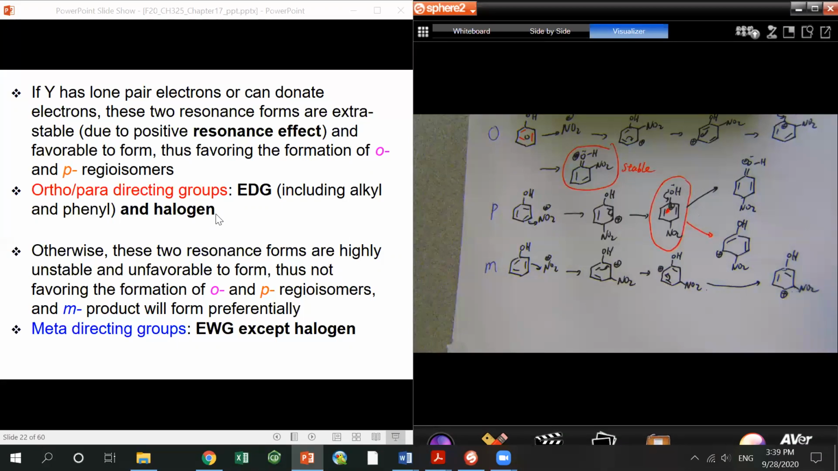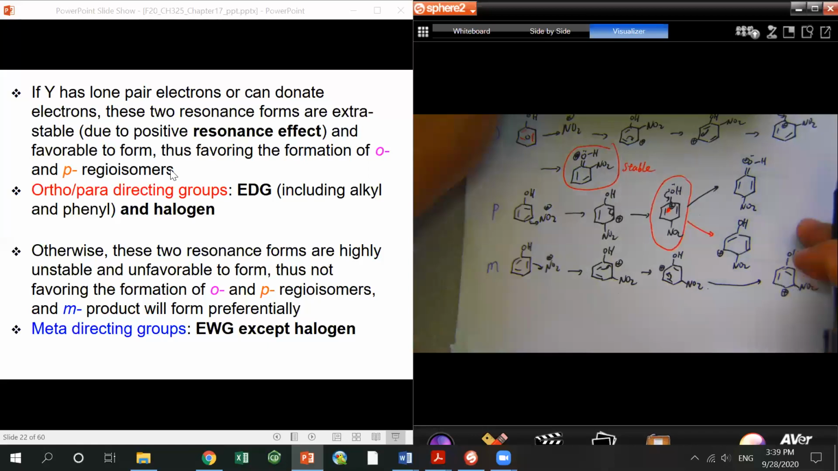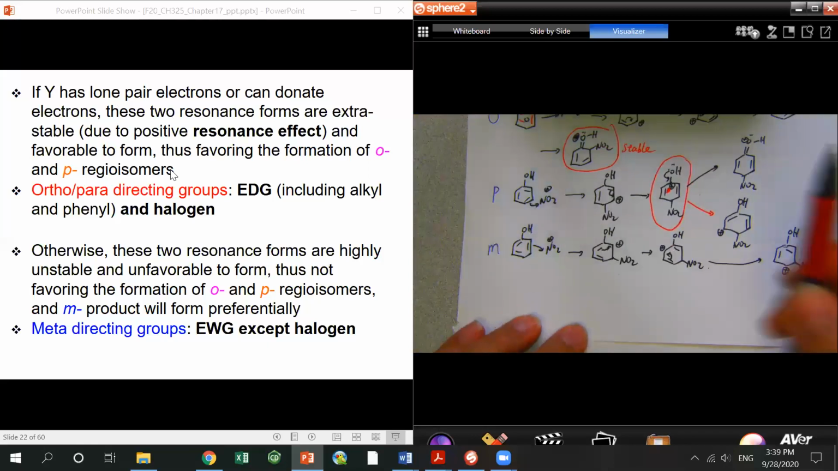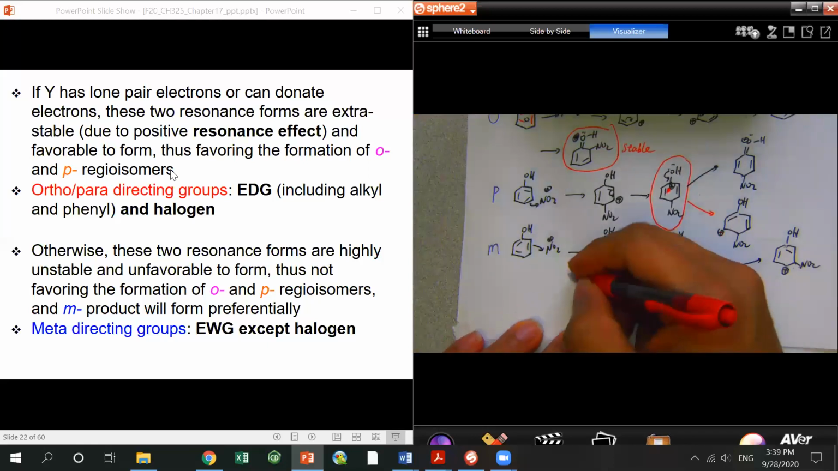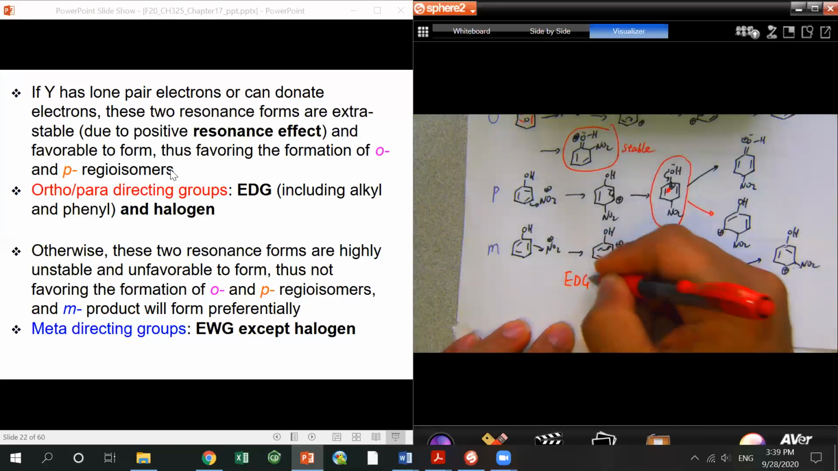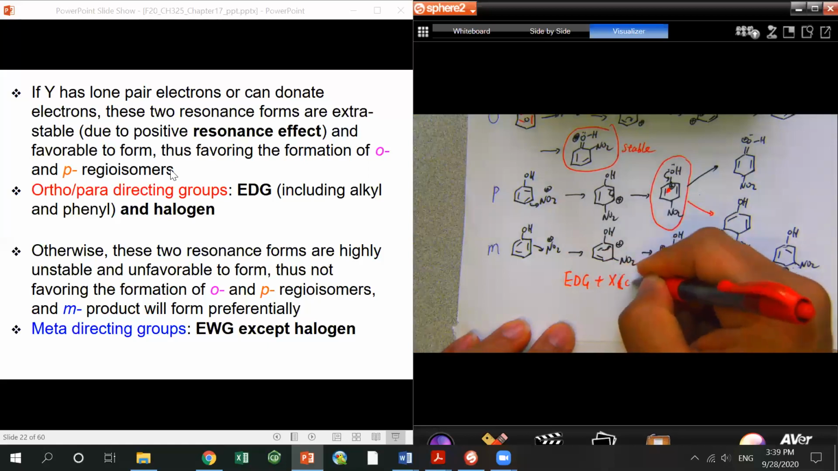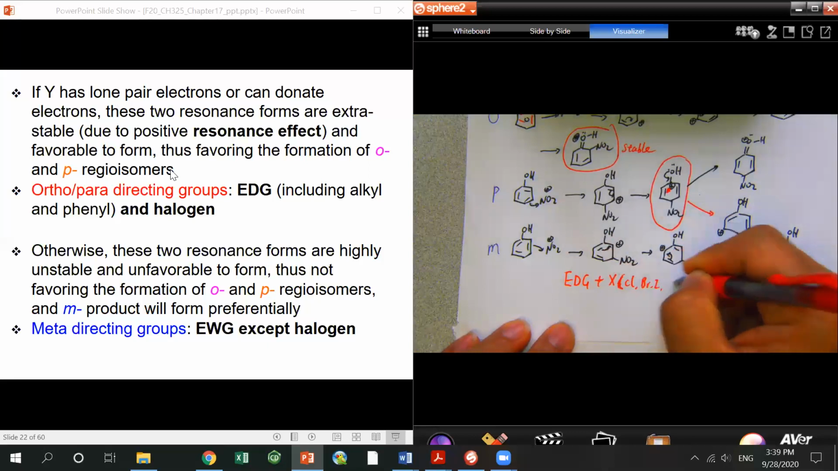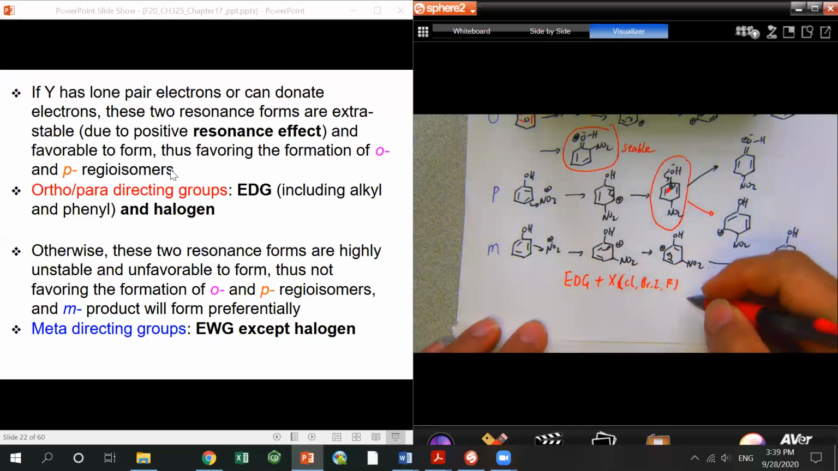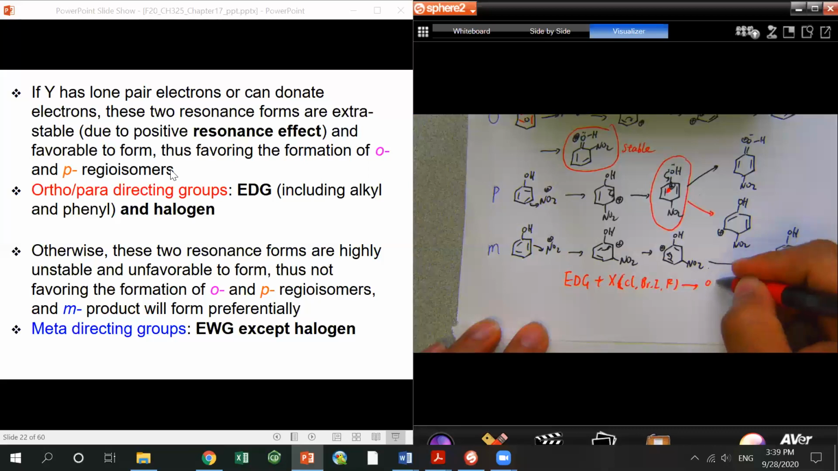So that shows the pattern. And for you guys, remember this, so maybe write it down. Pretty much, electron donating groups, also called activating groups, plus halogens, meaning chloride, bromide, iodide, or fluoride, those will be ortho and para directors.